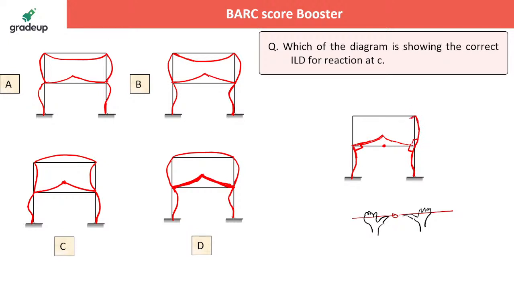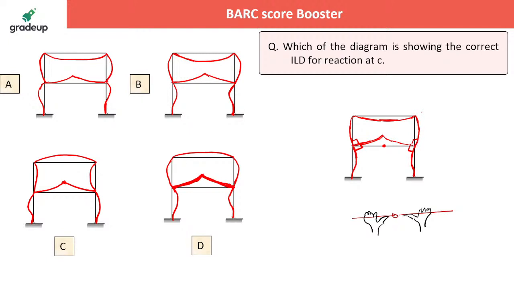Here, to maintain 90 degree, it will be deflected outward, then only it can maintain 90 degree here. Now to maintain 90 degree, the top horizontal beam will be deflected downward. That is the proper ILD for the bending moment at C. If you have any doubt, please let me know.